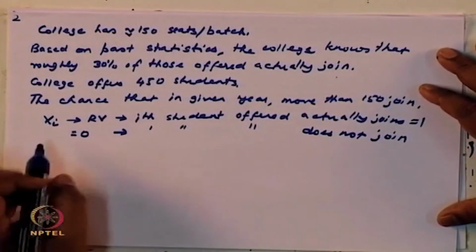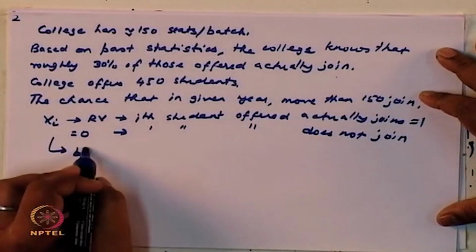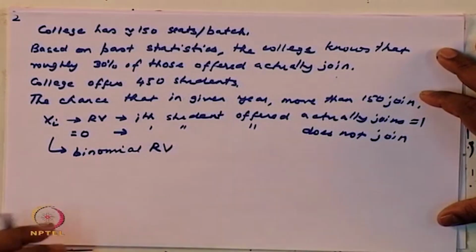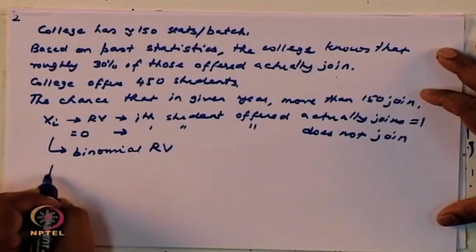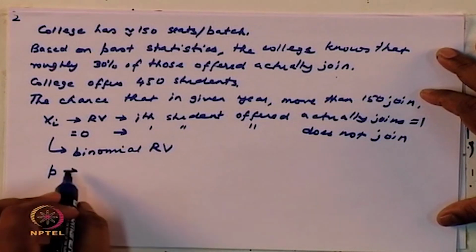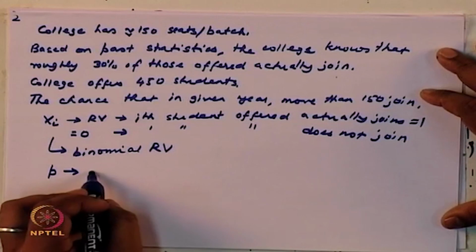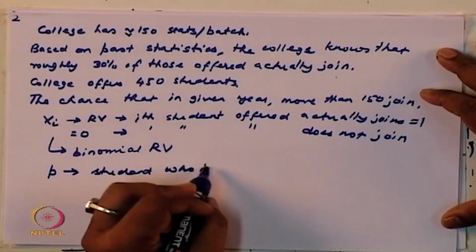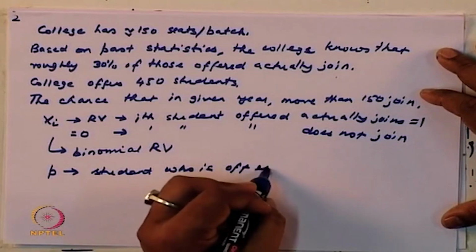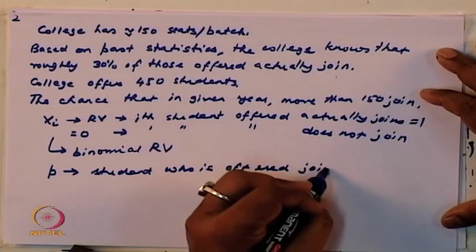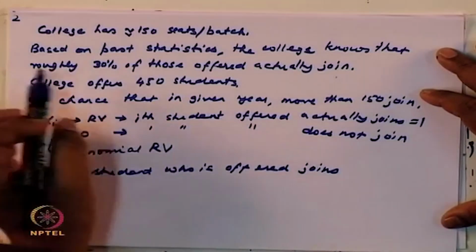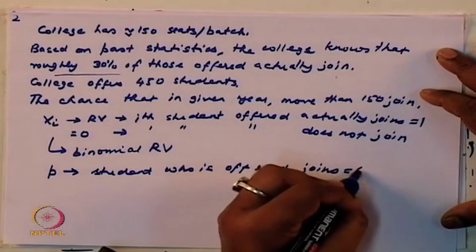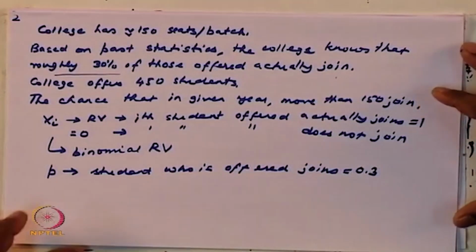So, xi in this case is a binomial random variable. And what is the probability of success? So, how do we define p? p is the probability that a student who is offered joins. This probability we know is given as roughly 30%. So, my p will be equal to 0.3.